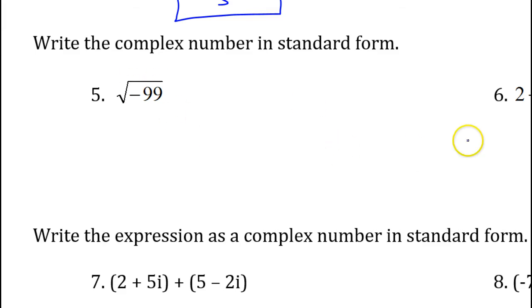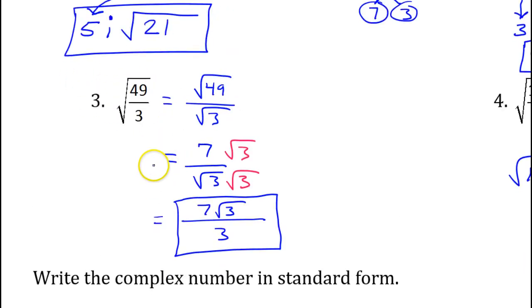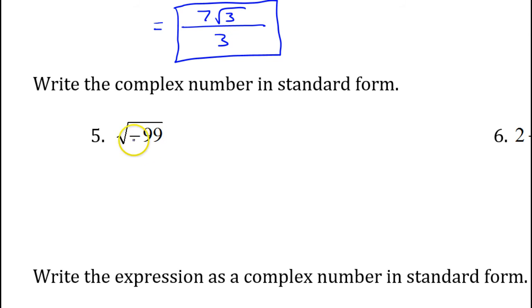I'll go ahead and include these last two problems in this video. Write the complex number in standard form. Now, if you just have a radical, there's no sum or difference. It's really not going to be any different than what we were doing up here. I see the negative, that's going to be i.